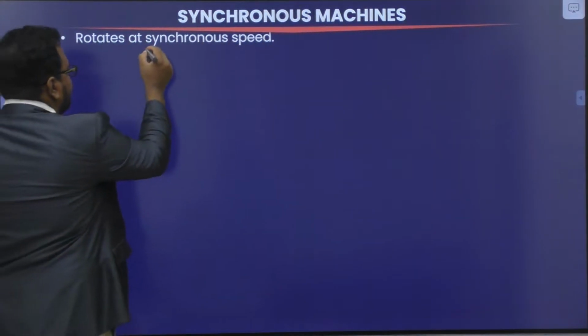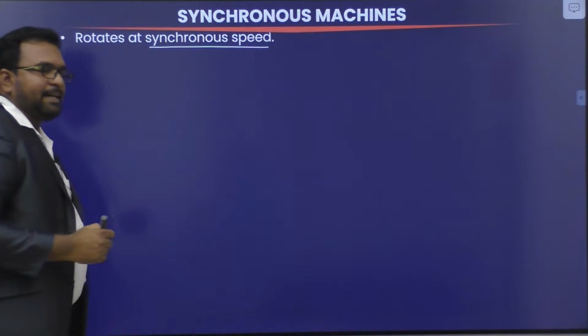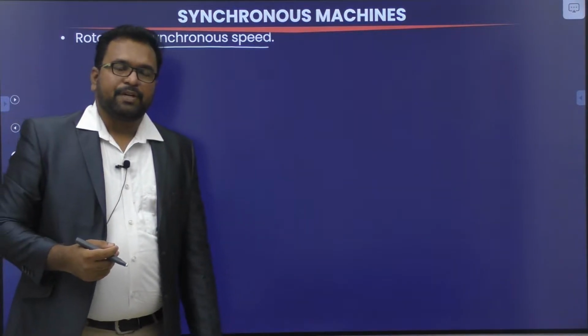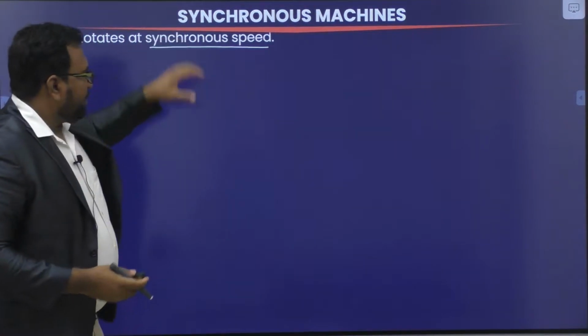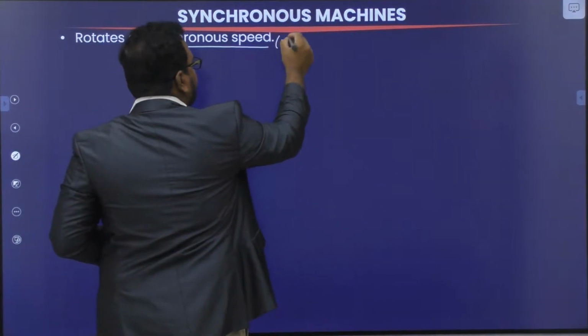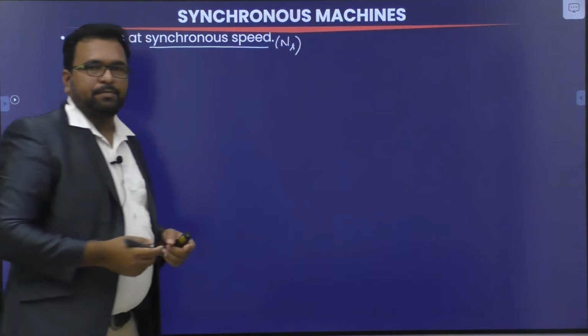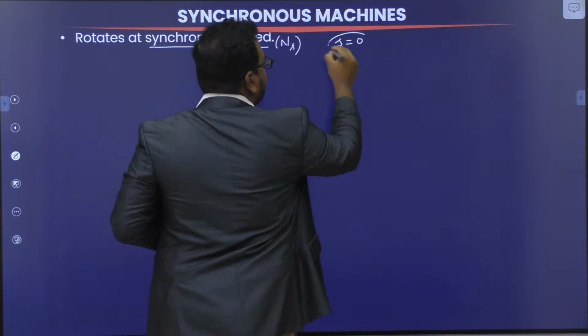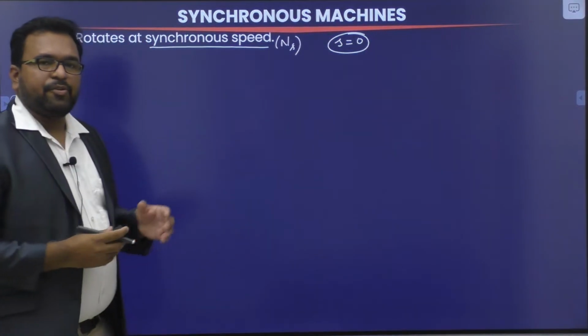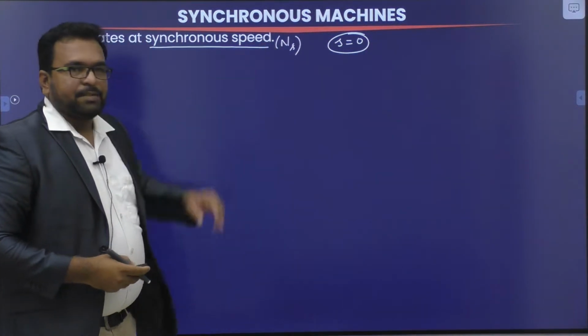Synchronous machines rotate at synchronous speed. Unlike induction motors, where the rotor always rotates at less than the synchronous speed, the synchronous machine always rotates at synchronous speed. That means there is no slip. Here the slip S is equal to 0 in synchronous machines. That means the rotor also rotates with a speed of Ns.